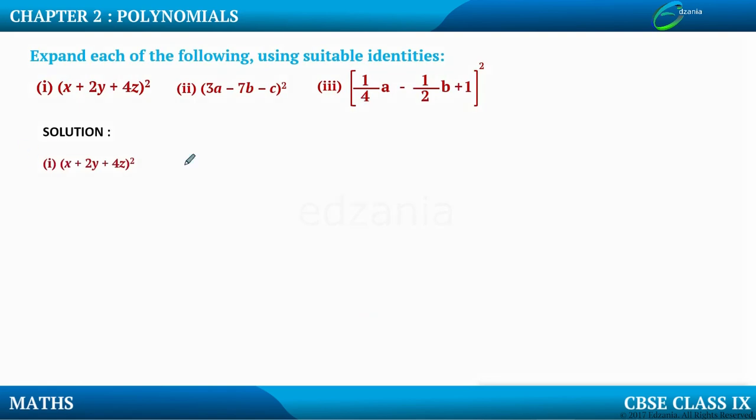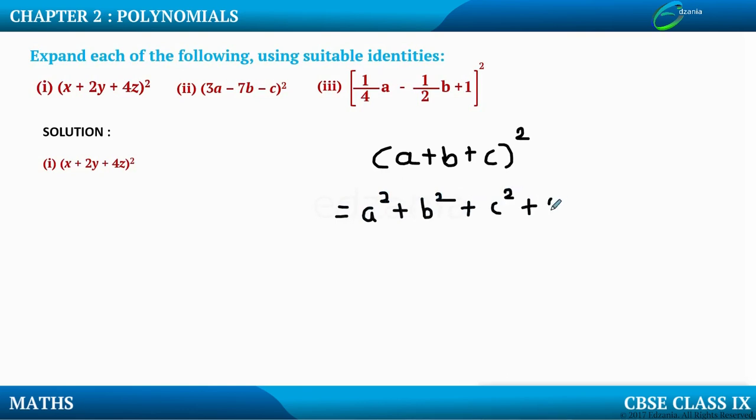So here is the solution. This is like your (a + b + c) the whole square. (a + b + c) the whole square is a square plus b square plus c square plus 2ab plus 2bc plus 2ca. So let us see this identity: this x is like your a, this 2y is like your b, and this part is like your c.